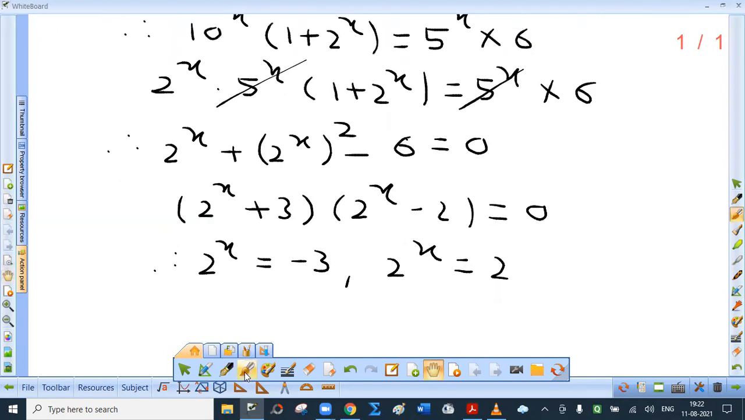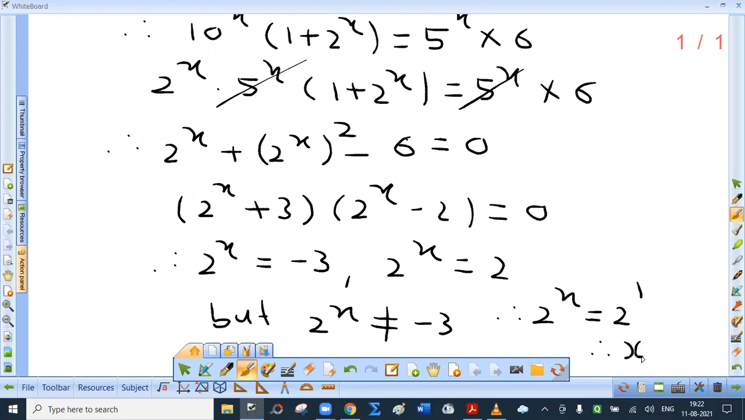But you have to use common sense. Can 2 raised to x be minus 3? No. Whatever may be the index, if the base is greater than 0, not equal to 1, this is going to be positive. So 2 raised to x cannot be minus 3. Therefore, 2 raised to x equal to 2. 2 means what? 2 raised to 1. So x is nothing but 1. Right.